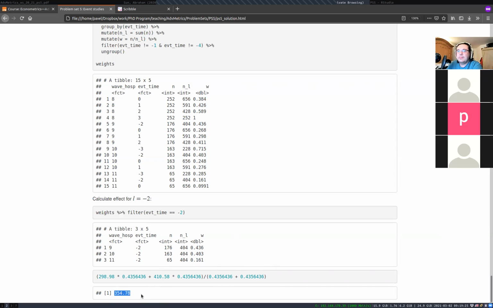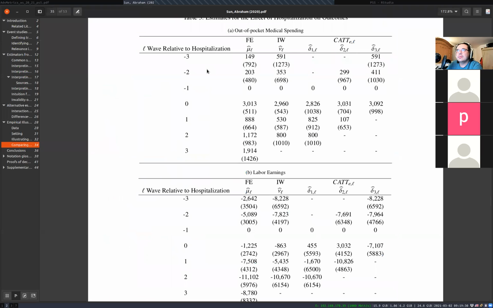This is the number from column 2 of the paper, so it's supposed to be this. Obviously, we've already calculated all these CATTs and all the weights, so we can use them to calculate all the values in this column. And we see that for period 3, we don't get the effect because we dropped it from the data. This is what we lose due to these interactions.